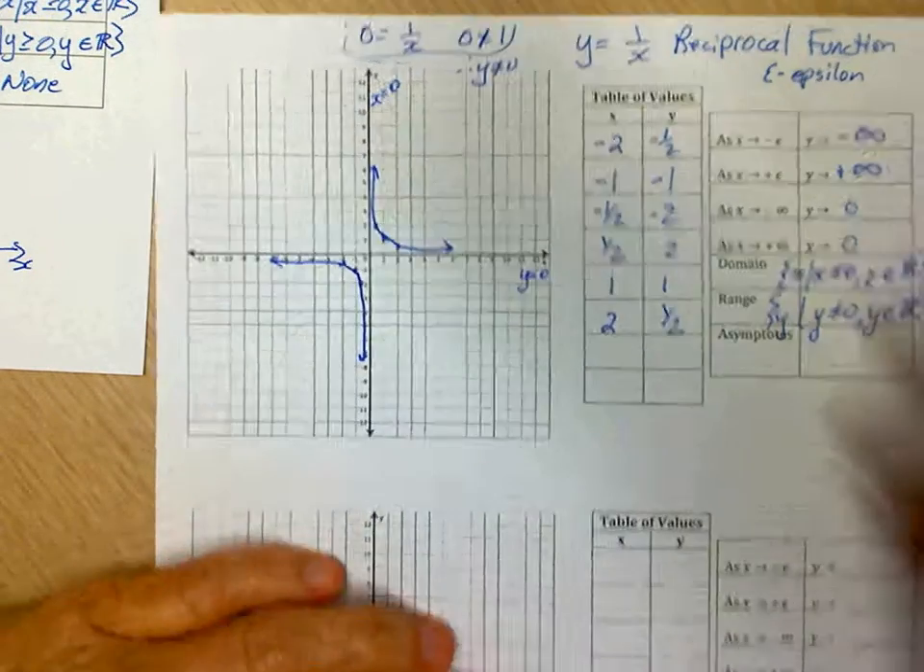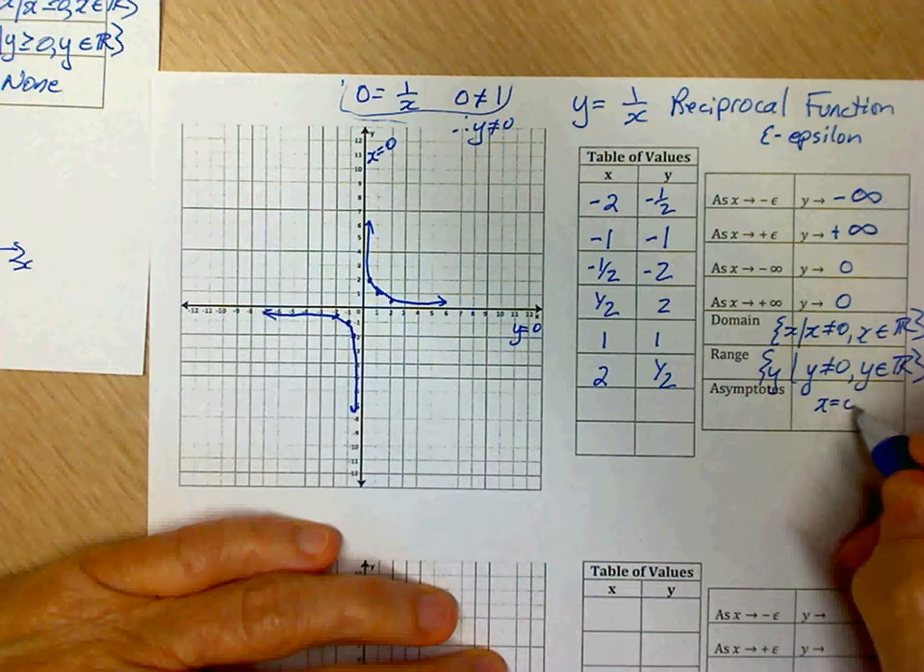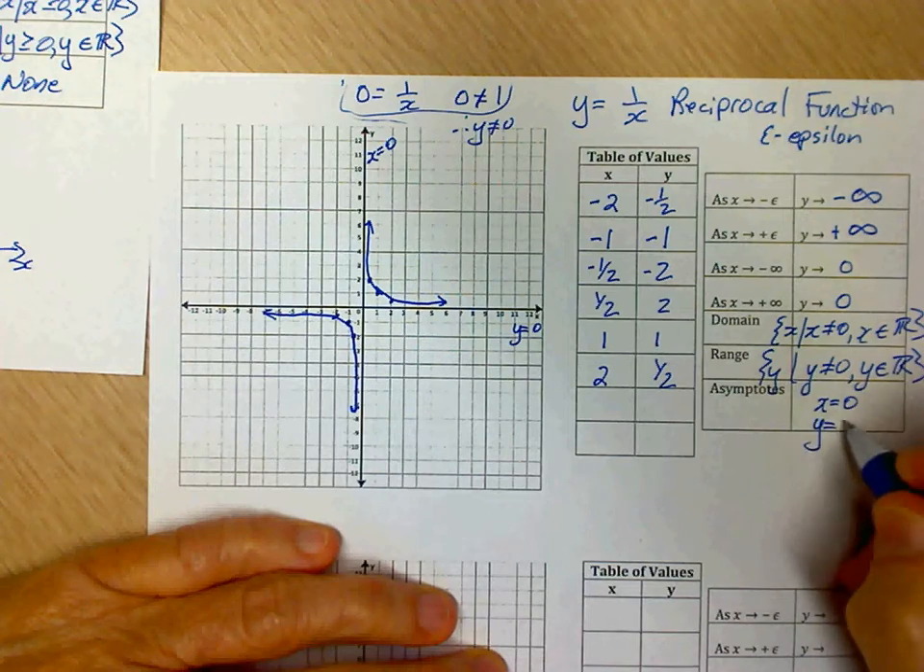Okay, so asymptotes, there are two asymptotes, x equals 0 and y equals 0.